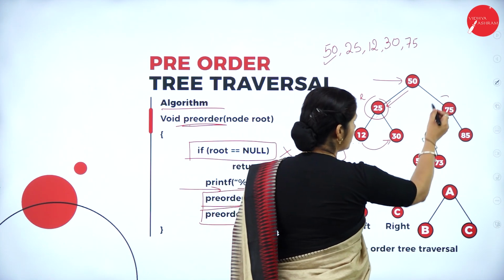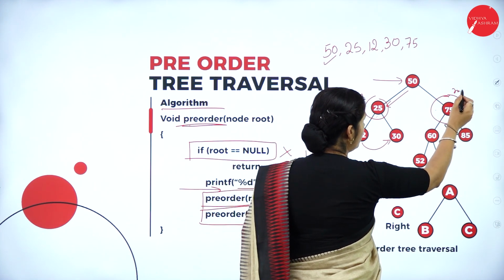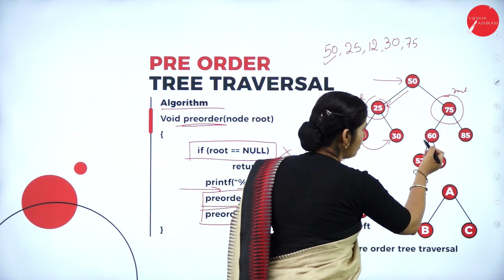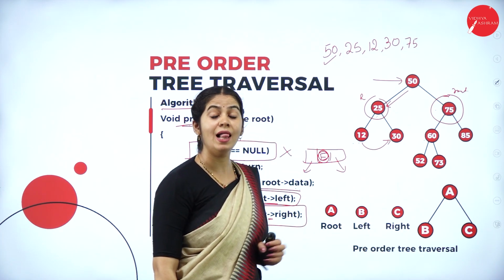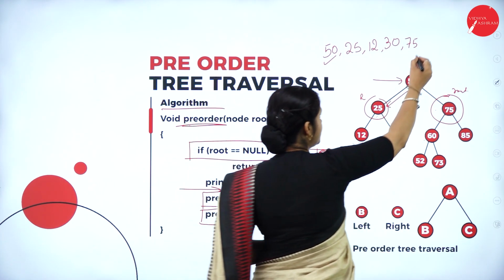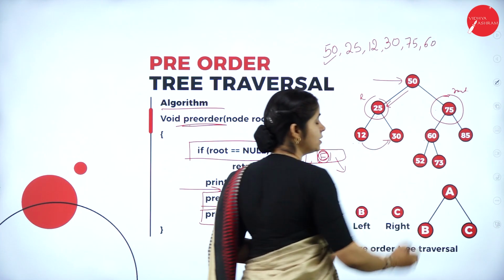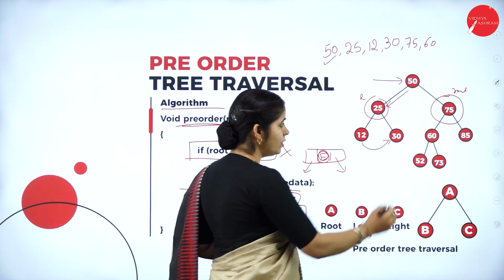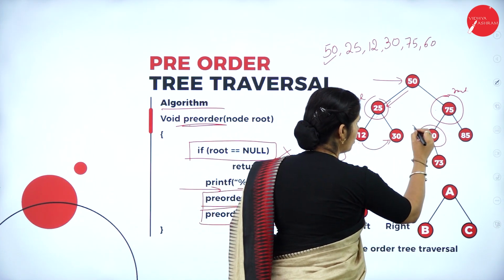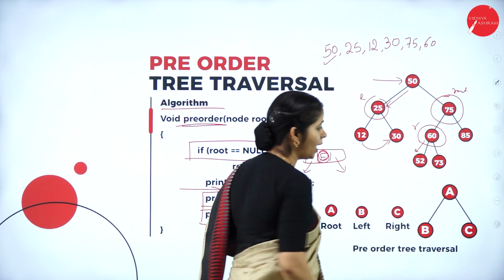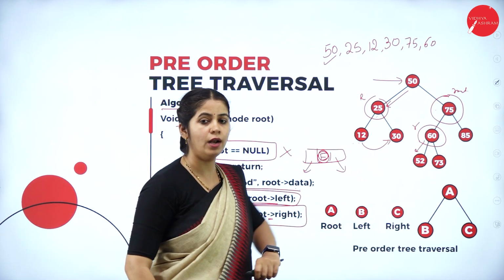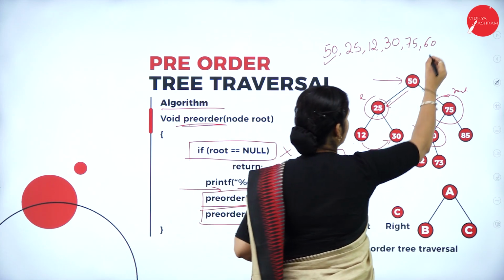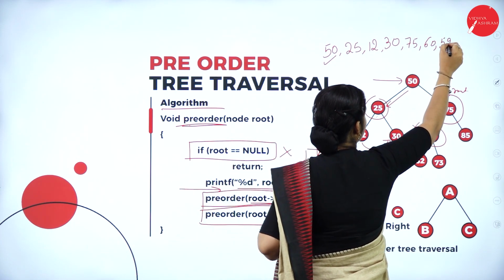Once we have visited this, it becomes a root node. So from this root node, where do we have to visit? We have to visit the left child. What is the left child value? That is 60. Once we have visited the left child, this becomes a root now. Then we visit the left child of that particular 60, that is 52.